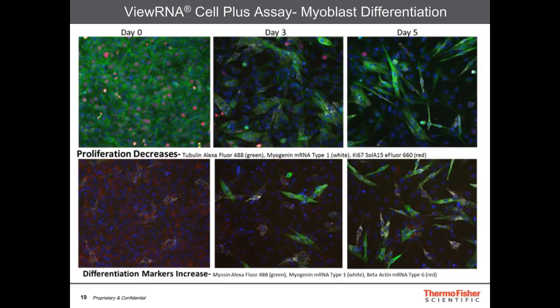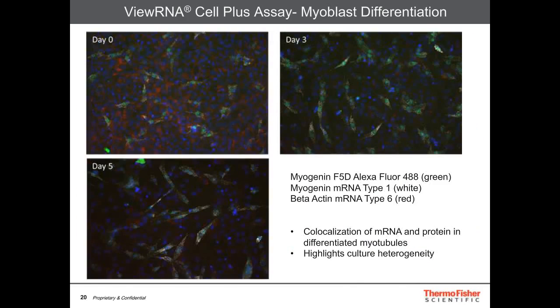If we look at the differentiation markers on the bottom row of images from day 0 to day 5, we see that the amount of myosin protein, which is shown in green, and this is using an antibody to myosin conjugated to Alexa Fluor 488, is increasing. We can see the number of green cells has increased at day 5 compared to day 0. And we can also see that the green cells with myosin protein also have myogenin mRNA, indicating that these cells are actively differentiating. The red in this image is just beta-actin mRNA, used as a housekeeping control in our study here.